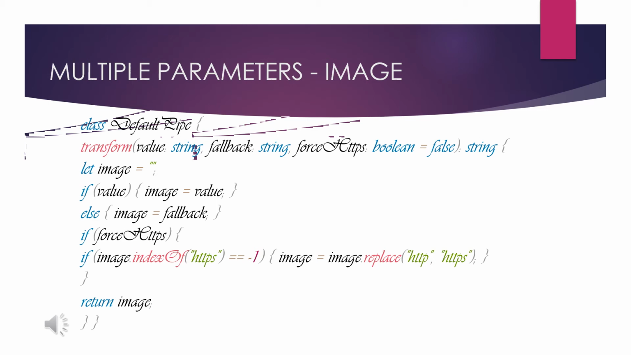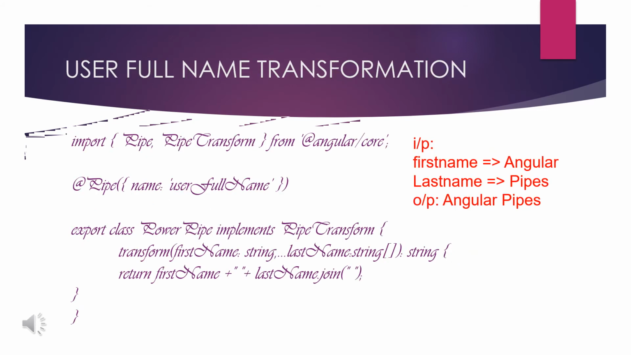Okay, so I have a function called user full name. So I will get two names from the client side. One is first name and another one is last name. Okay, so I want to just merge these two things. So first name belongs to string type, and the second name also belongs to string type.